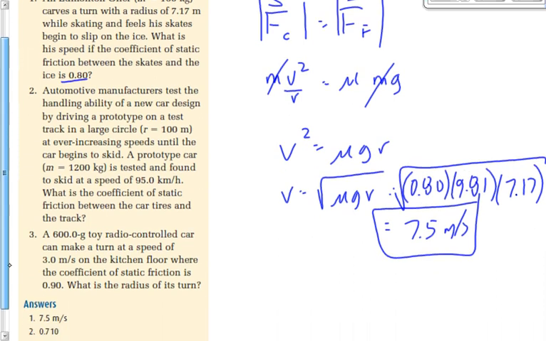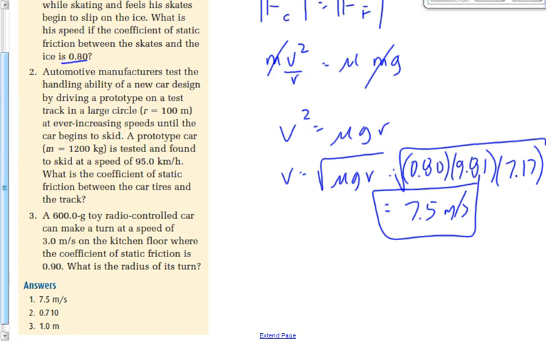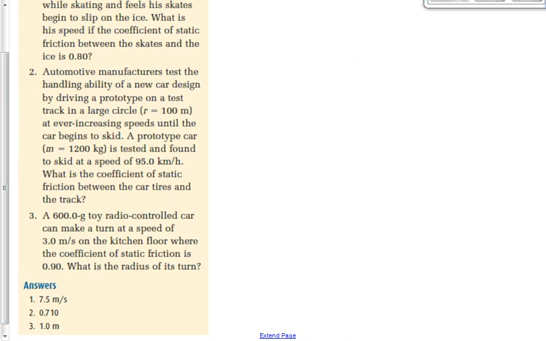Okay, I want to do number 2 here, and then I want to leave you with number 3 and give you about 2 minutes to finish it up if you weren't able to get it here. Then we'll take a look at that one. Number 2 says, automotive manufacturers test the handling ability of new car designs by driving a prototype on a test track in a large circle with a radius of 100 meters at ever-increasing speeds until it begins to skid. Here's the car, 1,200 kilograms, found to skid at a speed of 95 kilometers per hour. What's the coefficient of friction between the car and the tires?